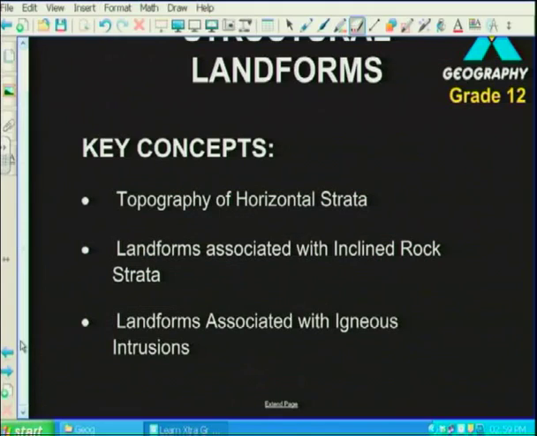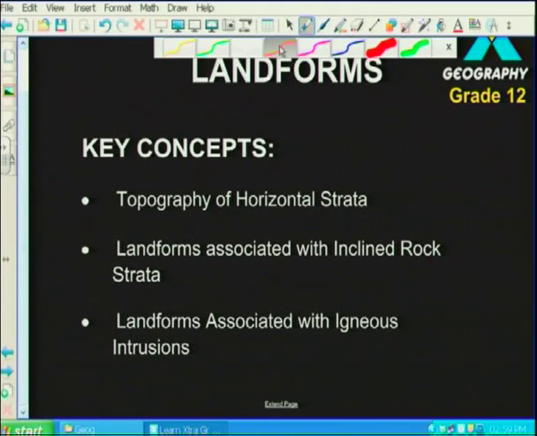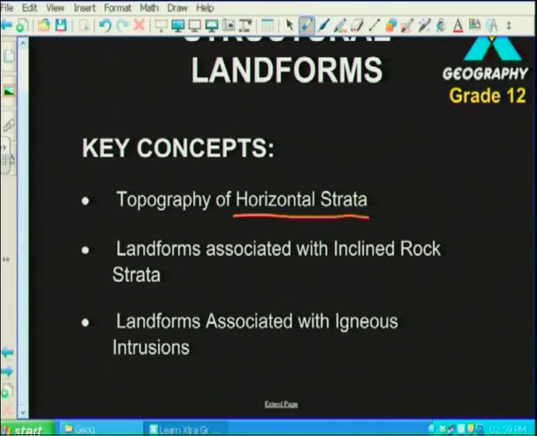So let's start, as I said, with our structural landforms. Very importantly, there are 3 key types of structural landforms that we will be looking at in grade 12. We will look at the topography of a horizontal strata, so that is strata that lies horizontally in terms of the Earth's surface. We will look at landforms associated with inclined rock structure or strata. Inclined rock strata, grade 12, just means that the strata is sitting at an angle to the Earth's surface.